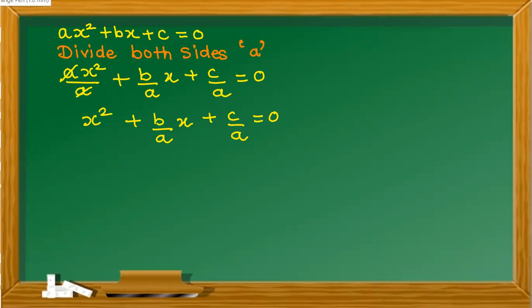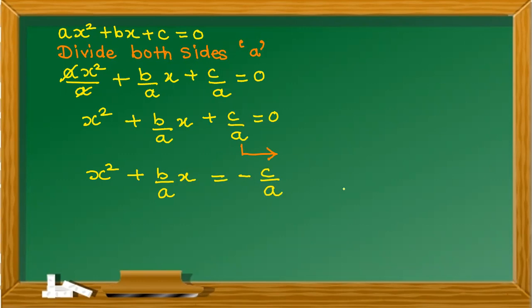Now what is the next step? The next step is to transpose the constant term, that is c over a, to the right hand side. So when we transpose this term to the right hand side, what do we get? We get x square plus b over a x is equal to minus c over a.